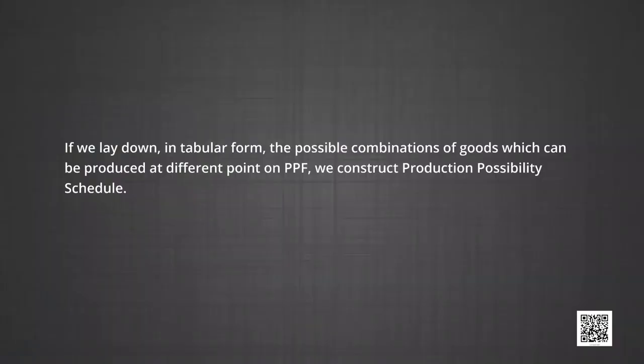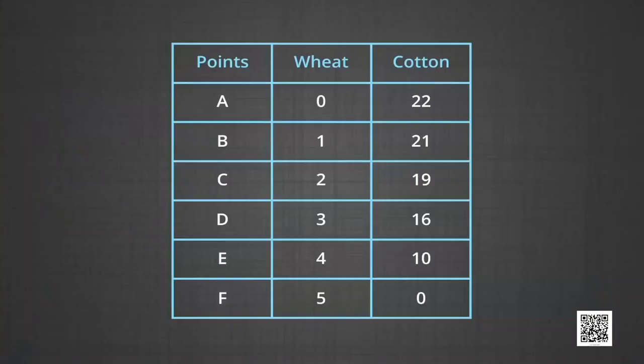This production possibility curve is also known as a transformation curve, as it describes how one good transforms into another by moving resources from the production of one to the other. Ideally, an economy can solve the problem of what to produce by choosing the point on its PPF that makes its citizens best off. If we lay down in tabular form the possible combinations of goods which can be produced at different points on PPF, we construct a production possibility schedule. The production possibility schedule corresponding to the production possibility curve we've just discussed is here.